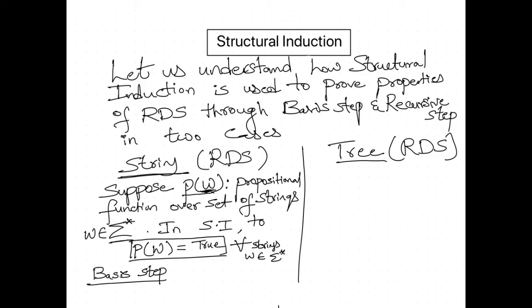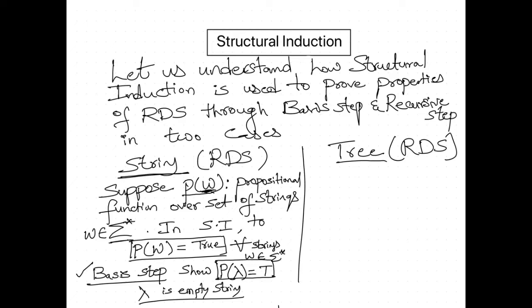To verify the basis step, I am going to show P of lambda is equal to true. What is this lambda? This lambda is the empty string. So P of lambda is equal to true. I need to prove this where lambda is the empty string. Once I show P of lambda is equal to true, what does it verify? The basis step is verified.